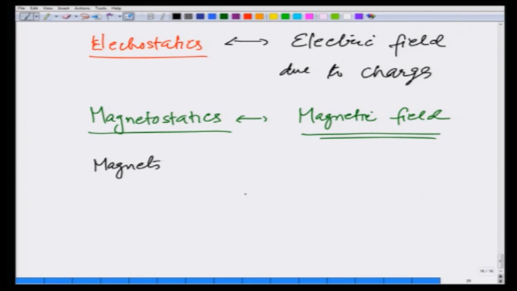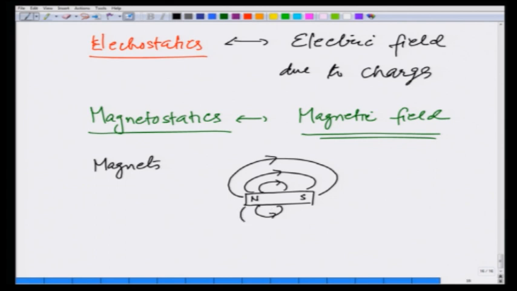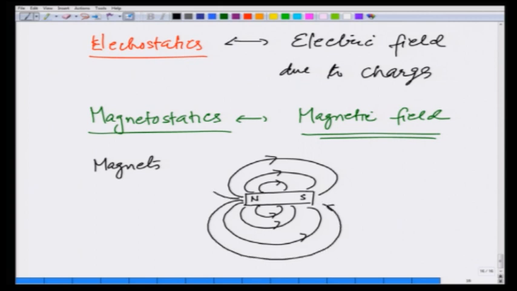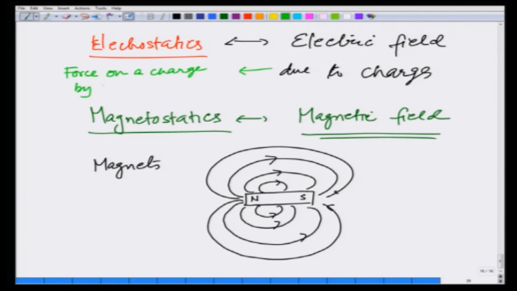And if one took a bar magnet, you may have done it in school, take two sides N and S, and if I plotted the field lines around it, they look like this. How do you plot the field lines? Remember, in electric field, the field represented force on a charge by the field.